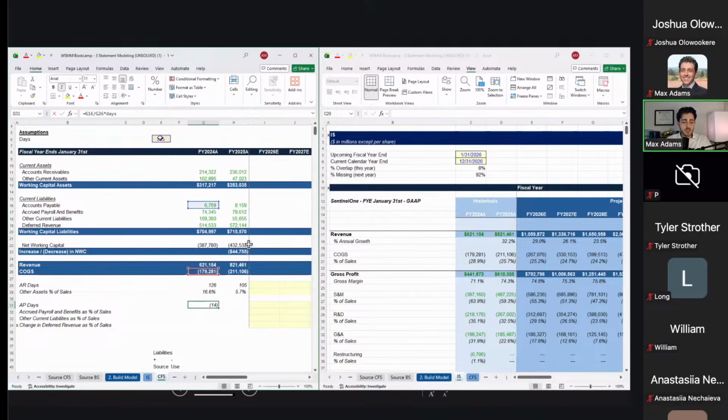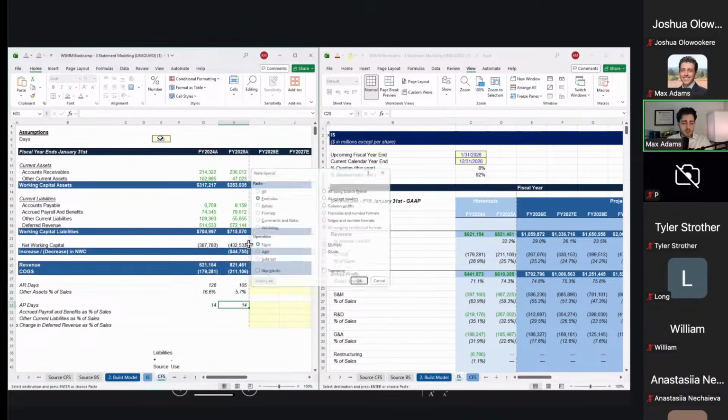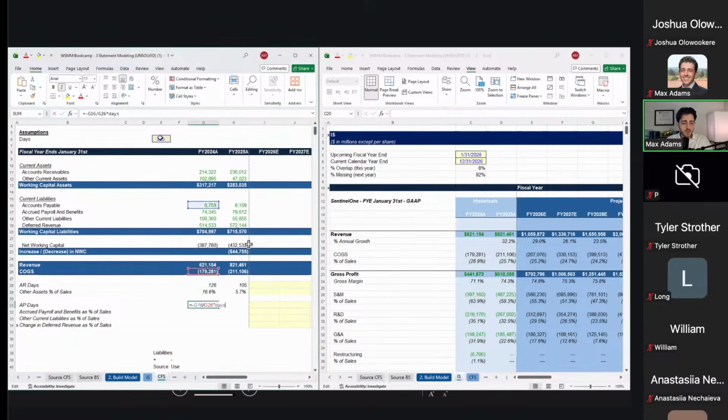And then just to make this a positive number, since days being negative doesn't really make sense, I'm just going to make that a positive number. That's because our COGS is showing up as a negative number. What this is saying is basically that we've got 14 days worth of COGS outstanding that we haven't paid for.